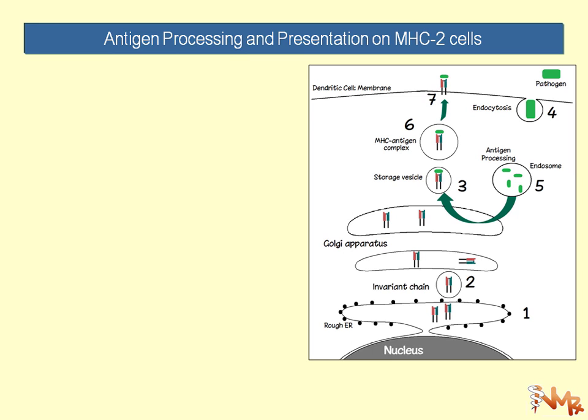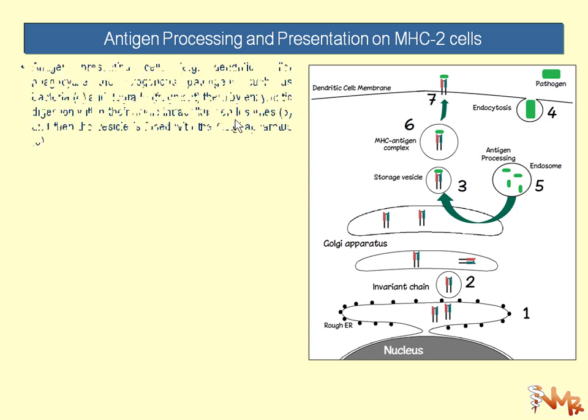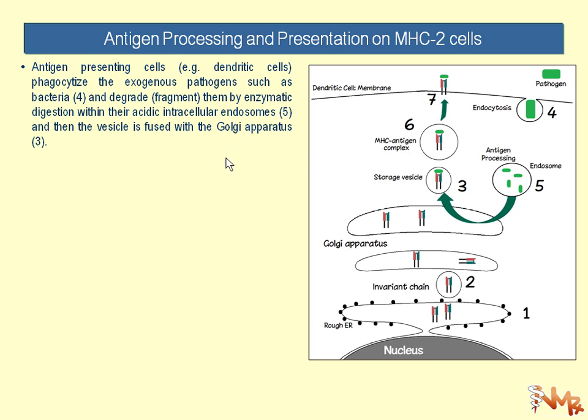Well, here is the diagram. We are going to be talking about the MHC2 and antigen presentation. Of course, you see two legs here, two legs all over. These are MHC2s. And of course, I'm showing the external pathogen that must be phagocytized. So let's go through these phases together. Antigen presenting cells, such as dendritic cells, phagocytize the exogenous pathogens such as bacteria.